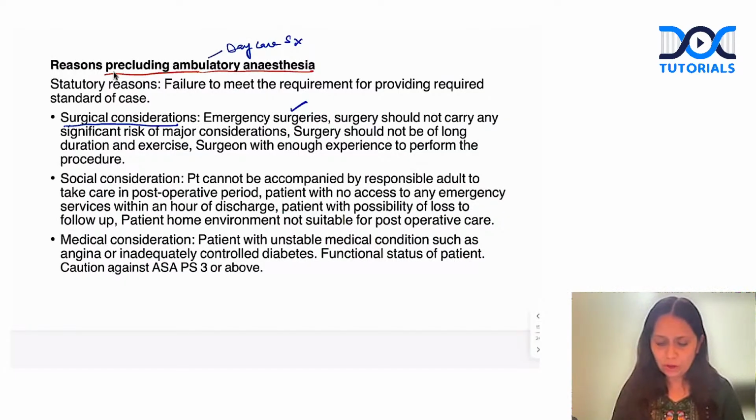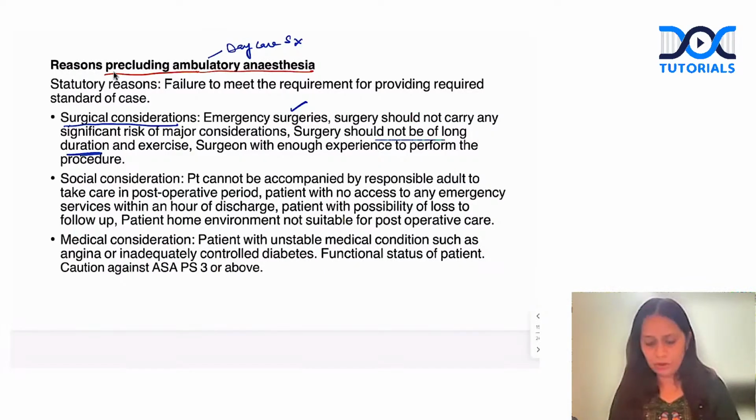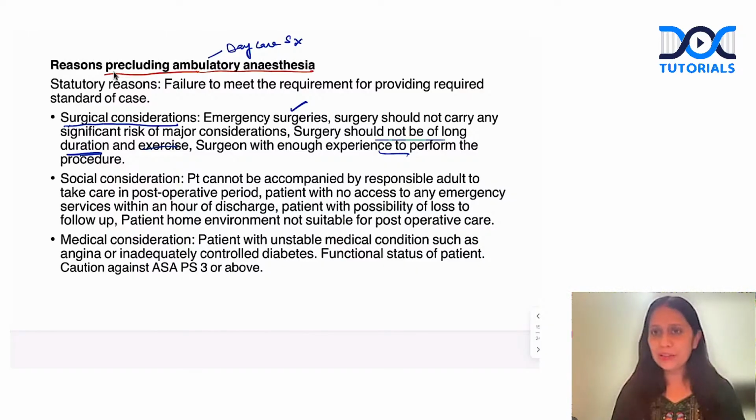Now, surgery should not be of very long duration, right? Surgeons should have enough experience to perform the procedure, yes. If it's a naive surgeon, then they can make a complication. Again, in daycare surgeries, we always see the person who is operating, that the person should be an experienced person, right? With less chance of creating any new complication in the patient. Okay, so these are the surgical considerations. Now the social considerations.